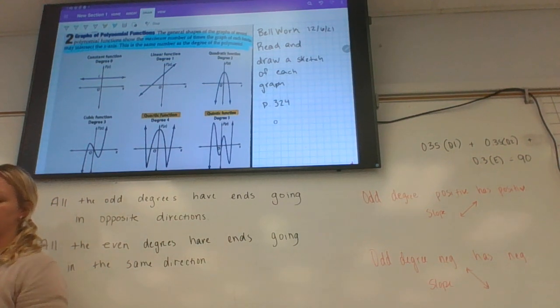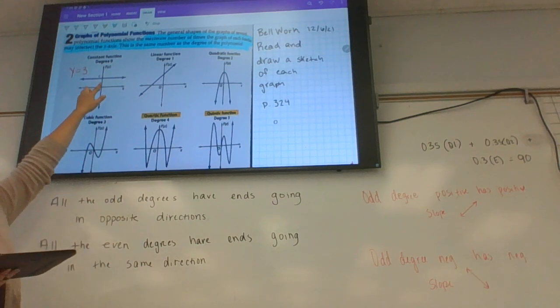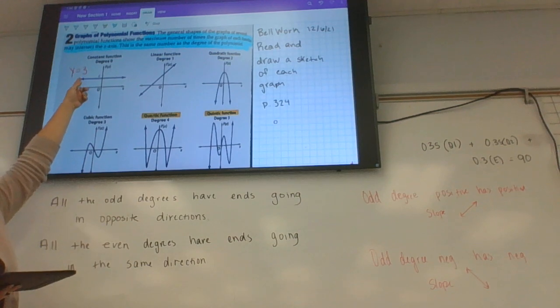Let me give you an example. This first graph is a flat line. I can make up an equation that goes with it. It's just y equals 3. No slope. 1, 2, 3. So the degree here is 0 because there is no x.